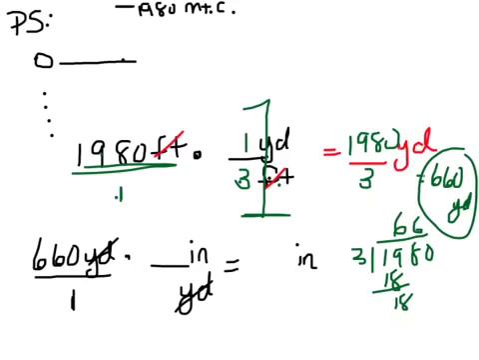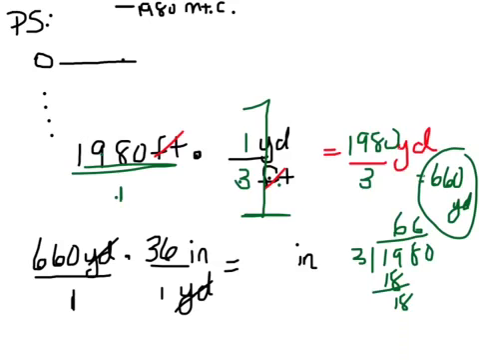Now, we can't say how many yards are in an inch. That's too confusing. But how many inches are in a yard? Well, I actually should have done something else here. How many inches in a yard? There's 36 inches in a yard. I could have done it that way and found out how many it is.